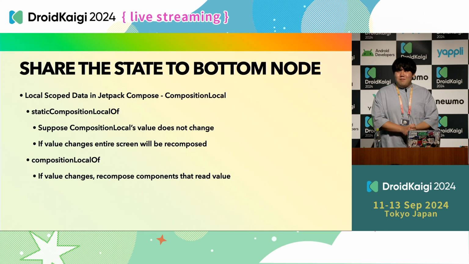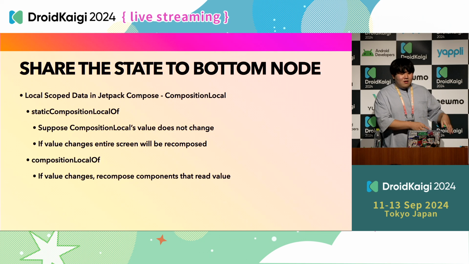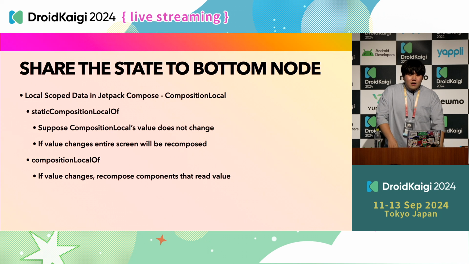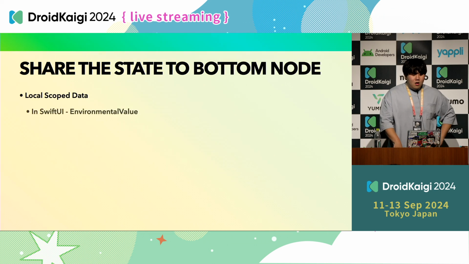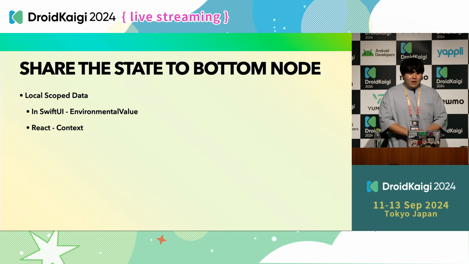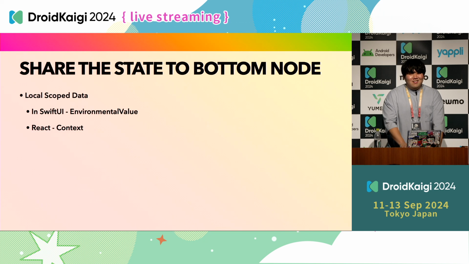The second type is composition local of. Unlike static composition local of, when the provided value changes, it only triggers recomposition in the components that are reading the value. On platforms other than Android, this functionality can be simplified into a single usage pattern. In SwiftUI, it is called environment values, and in React, it is known as context.